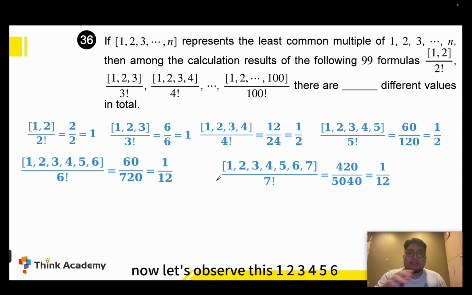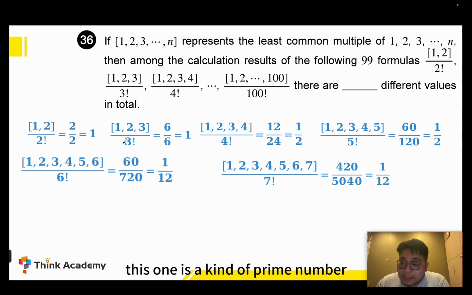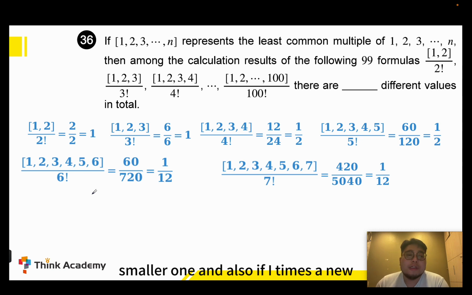Now let's observe these fractions. If the new number multiplied in is a prime number, the value stays the same as the previous one. If I multiply by a non-prime number, the value becomes smaller. And again, if I multiply by a new prime number, the value is the same.